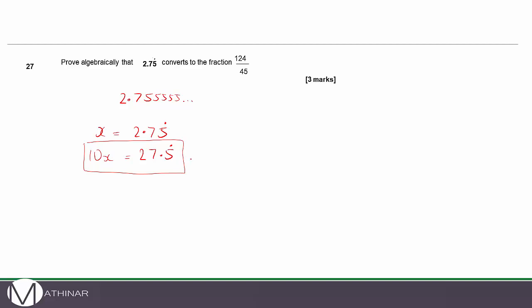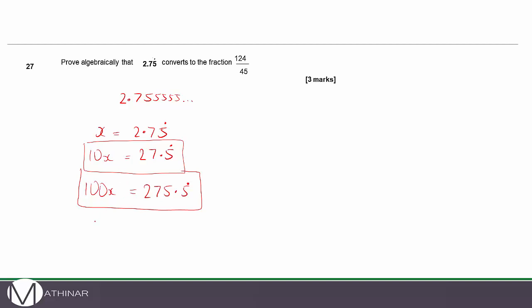So I'm going to multiply this equation in the box here by 10. So 10x times 10 is 100x. 27.5 recurring times 10 will give us 275.5 recurring. Now, these are the two equations that we're going to be working with. We subtract these from each other.